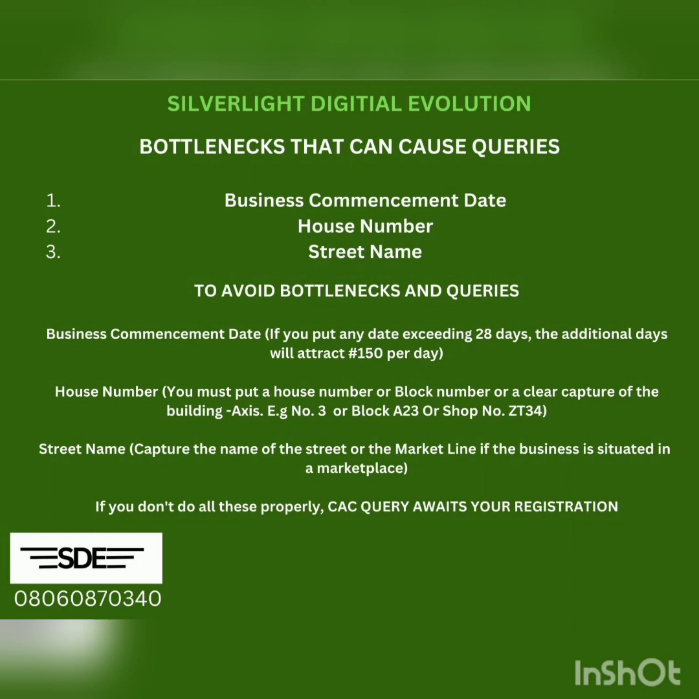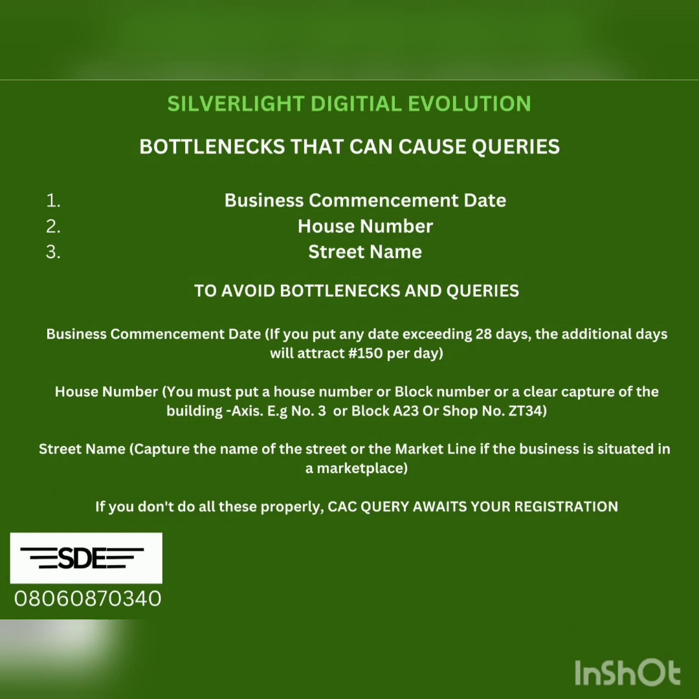So if you're filing a business name registration, you put a date for the commencement date, either the day of the registration, that particular day you're filing it, or you put like 7 days behind. If you put any date, maybe you put 4 months ago or even 1 year ago, maybe you want to make the business look as if it has been ongoing, CAC is going to charge you 150 naira per day up to 28 days before the date you're filing it. So be careful when you are putting commencement date. I advise you put the date of the registration.